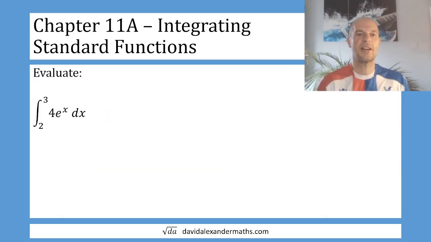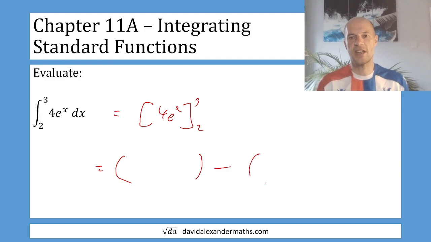Okay, so here we have a definite integral, so we're integrating 4e to the x between the limits of 3 and 2. So first of all, what is the integral of 4e to the x? Well, it's simply 4e to the x, and that is between the limits of 3 and 2. Okay, so we just need 2 brackets here.